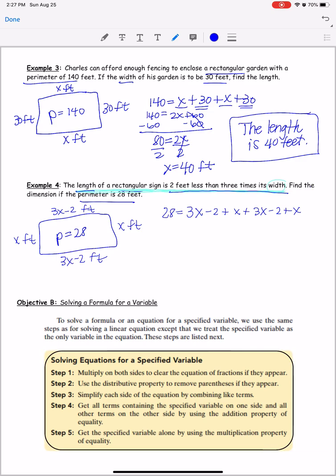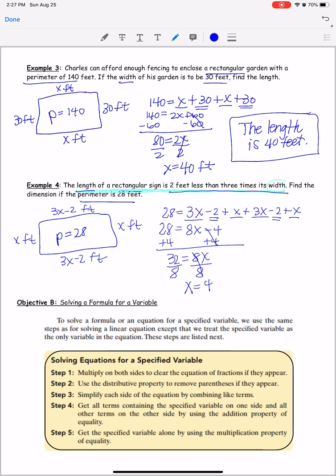So solve, which means add your like terms first. We've got 3x plus x plus 3x plus x. 3 plus 1 is 4, plus 3 is 7, plus 1 is 8, so 8x. And then negative 2 minus 2 is a minus 4. So to get x by itself, we're going to add over 4. So 28 plus 4 is going to give me 32. So 32 equals 8x. So divide. And we get x to be 4.